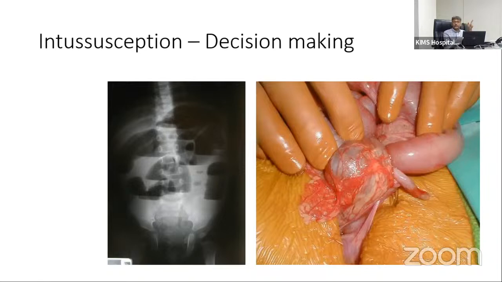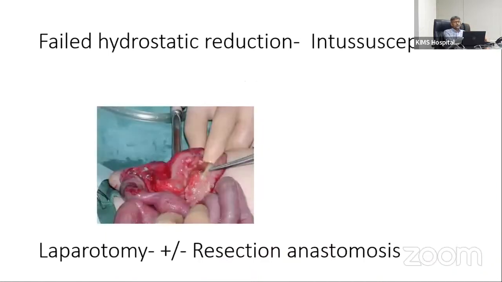While doing resection, we invariably see if there is any lead point, because it doesn't mean that in the idiopathic age group a lead point should not be there. They can be there. In the idiopathic age group as well, lead points can be there. Sometimes, as I told you about failed hydrostatic reduction, failed doesn't mean that it has failed, but it has helped us in reducing the overall mass from a big mass.